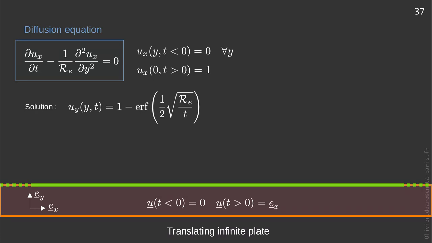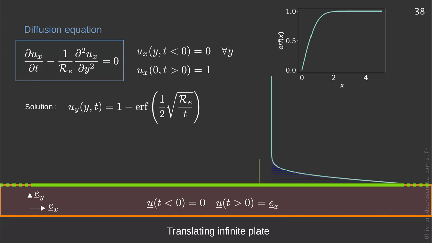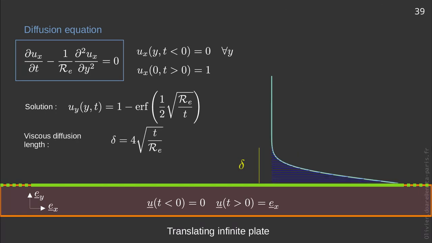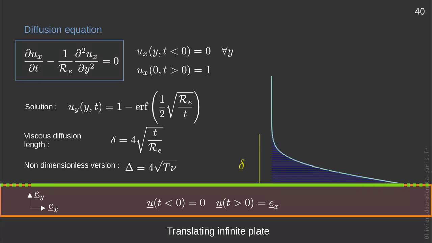We find that Ux is 1 minus the error function of the square root of 1 over 2 Reynolds over time. The error function is 0 for x equals 0 and tends to unity for large x. The velocity dynamics described by this solution is now animated. The dark blue lines are the instantaneous velocity vectors. Delta is the length at which the velocity is below 1% of the plate velocity. It defines a boundary layer thickness that grows as the square root of the time divided by the Reynolds number. We can also calculate the dimensioned version, which is 4 times the square root of t nu. This boundary layer induces a shear at the wall which is very large at t equals 0 and decreases with time.